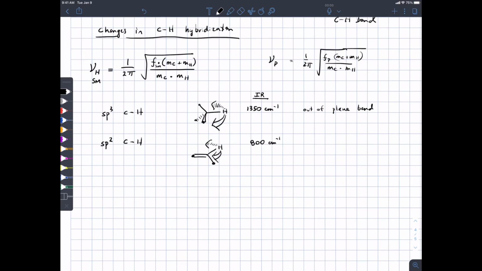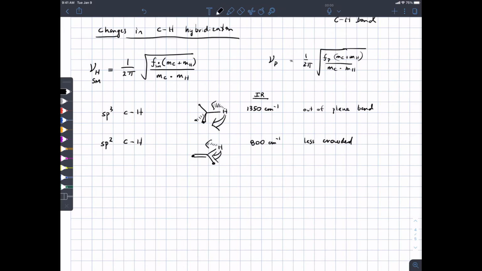Why is that the case? Well, sp3 hybridized carbons are more sterically crowded. As this hydrogen wags in and out of the page, it's going to start to bump into these other groups, whereas because the sp2 hybridized carbon is planar, there's really not a lot to bump into as this hydrogen wags in and out of the plane.